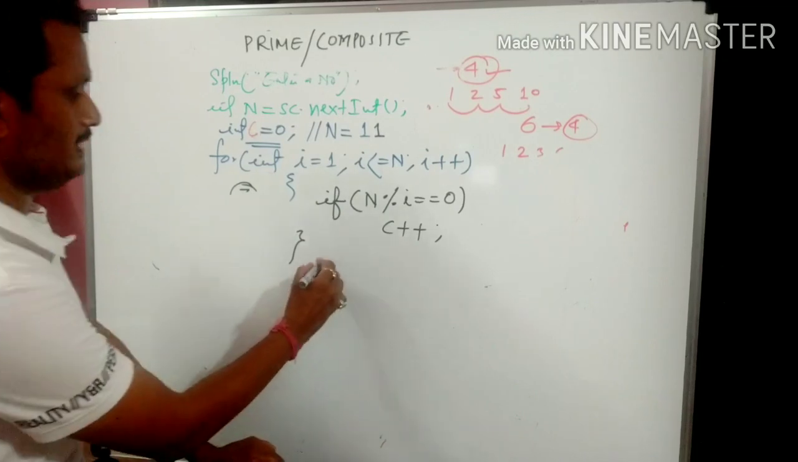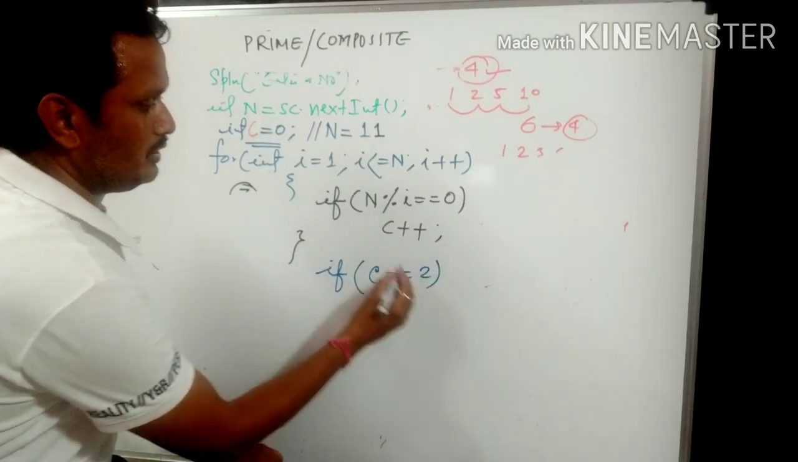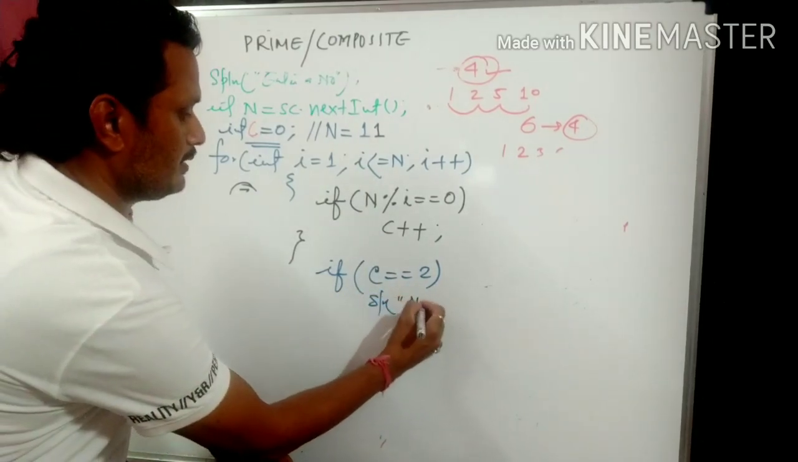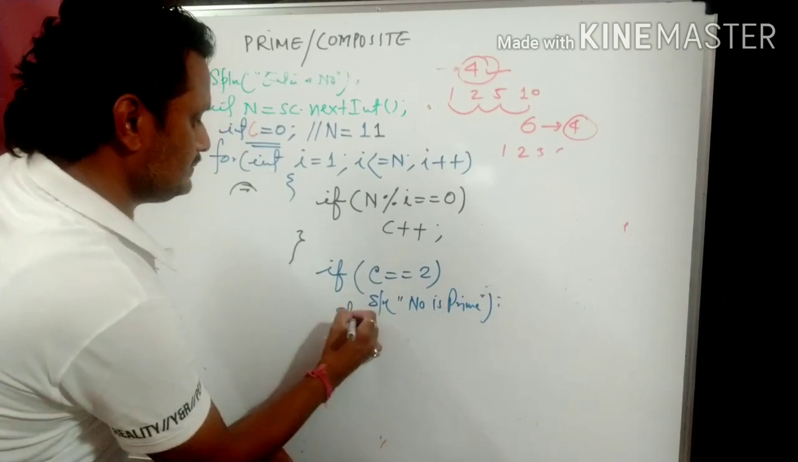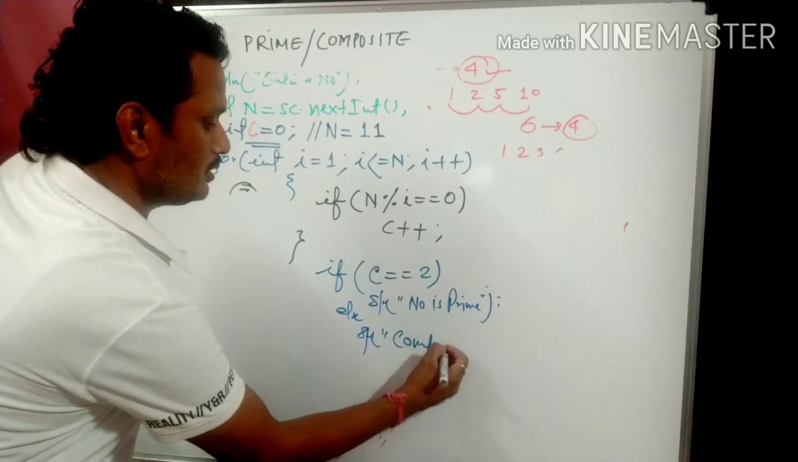Outside of the loop you write a statement: if c is equal to 2. If the total number of factors is 2, what is that? The number is prime. Else, the number is not prime, or you can write composite.